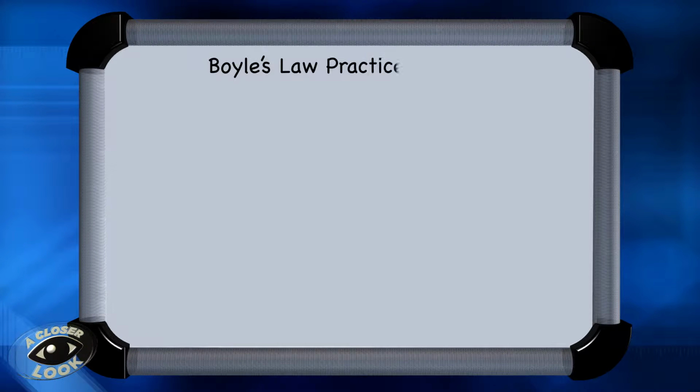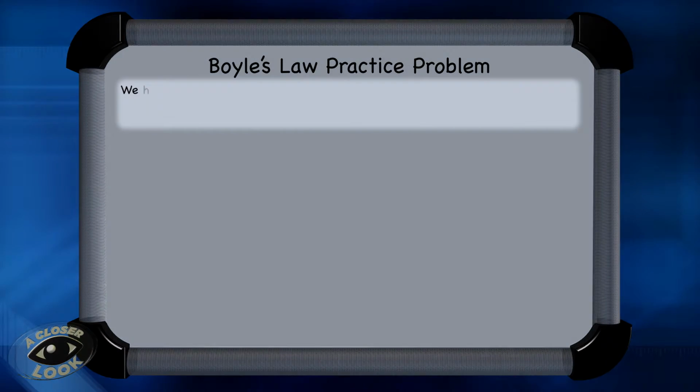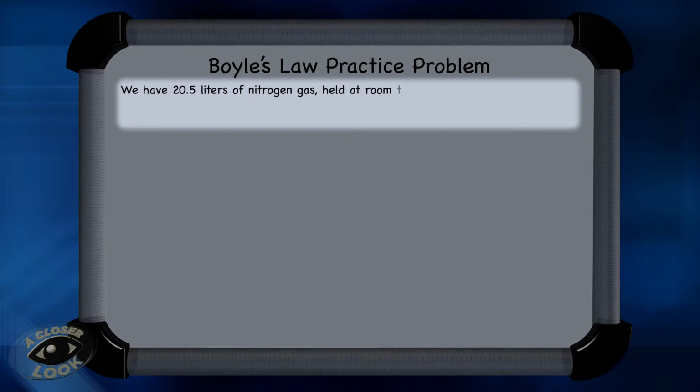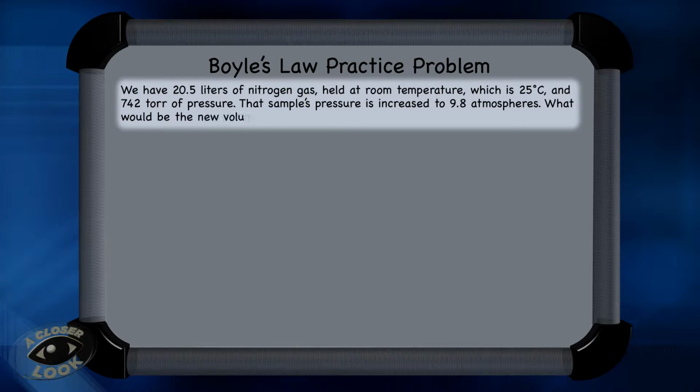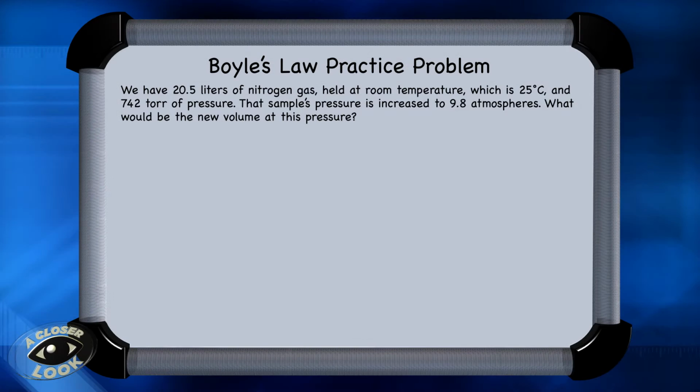Let's work a sample problem using Boyle's law. We have 20.5 liters of nitrogen gas held at room temperature, which is 25 degrees Celsius, and 742 torr of pressure. That sample's pressure is increased to 9.8 atmospheres. Assume that temperature is held constant. What would be the new volume at this pressure of 9.8 atmospheres?